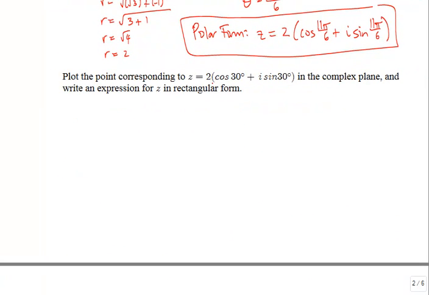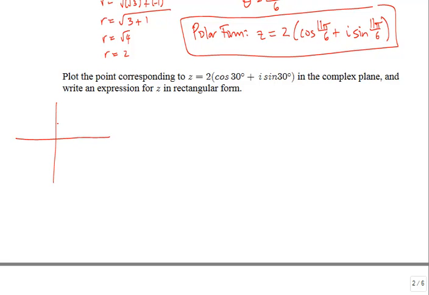Now this time we're given our complex number in polar form and we want to turn it into rectangular form. So we're going backwards this time from what we just did. So first let's plot the point corresponding to this polar form, z is equal to 2 parentheses cosine 30 degrees plus i sine 30 degrees, in the complex plane. So how would you graph that polar form?